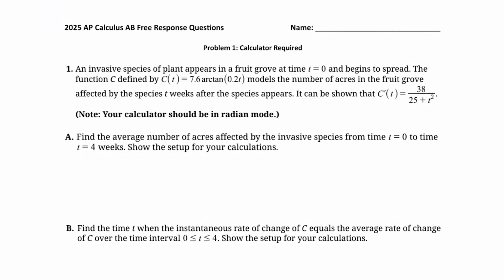It also says that your calculator should be in radian mode, and whether you're using a TI-84 or Desmos, it defaults to radians, so hopefully that's not an issue for you. Now, part A says find the average number of acres affected by the invasive species from time equals 0 to time equals 4 weeks. Show the setup for your calculations.